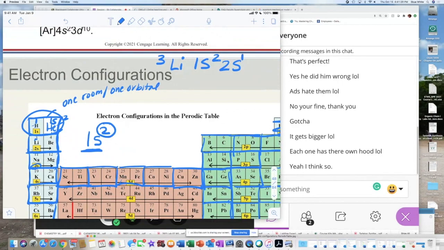The remaining 1 electron. Okay, so I'm going to keep going for a little while, and then hopefully I'm going to bring you in.